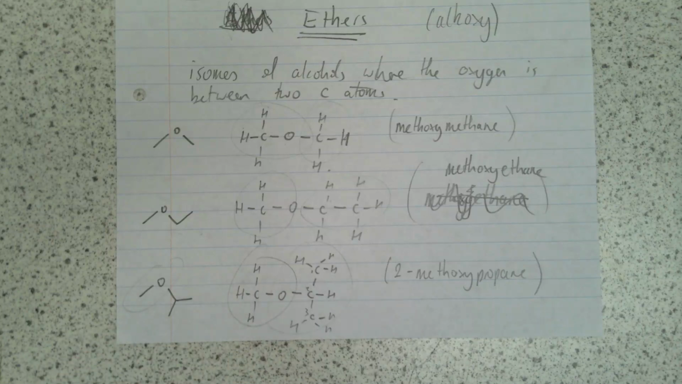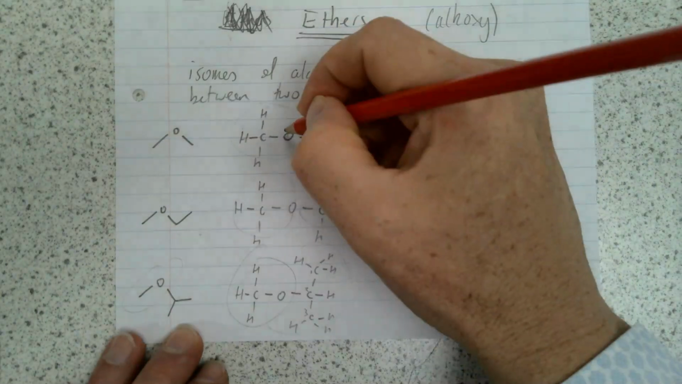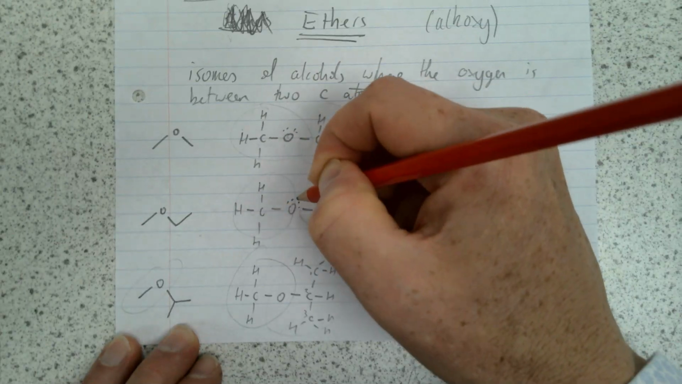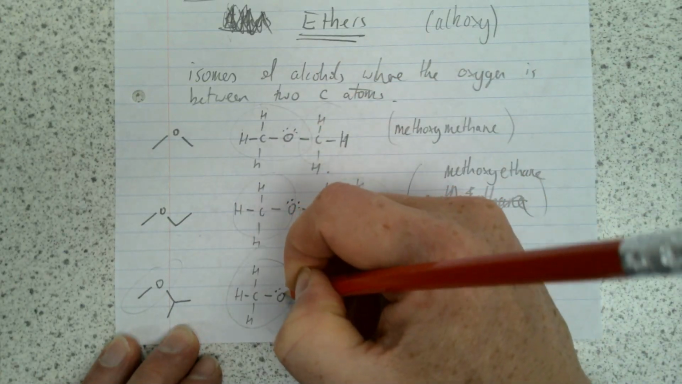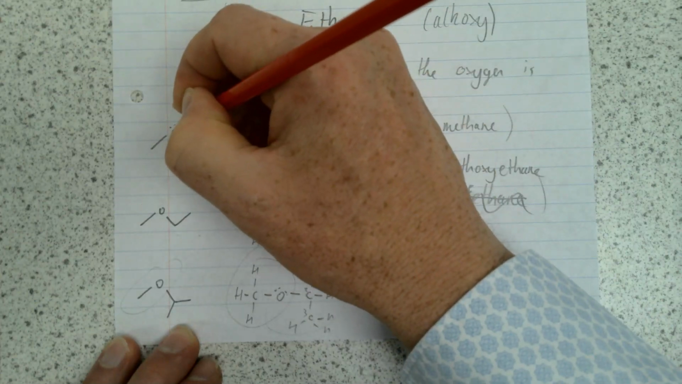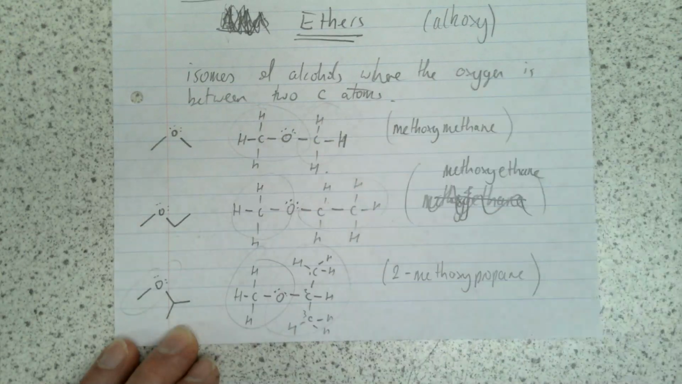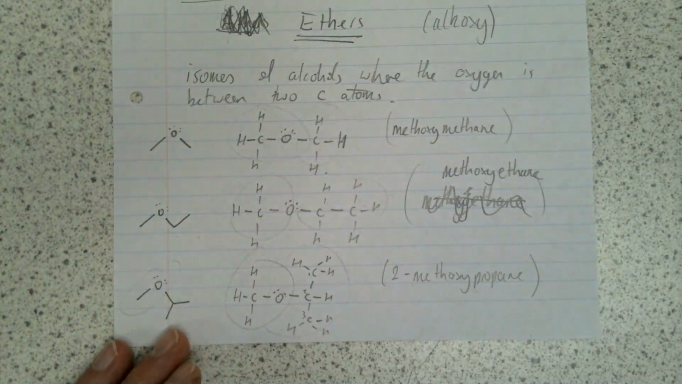All you need to know really is that you've got oxygen in the middle of a carbon chain. That's all you need to know. And there's just a few different examples of them. Probably worth getting into the habit of always drawing lone pairs on oxygen, so you remember that it's got that bond angle, the same as water, of 104.5, which is why it's drawn like this. So get into the habit of drawing lone pairs on oxygens, because they're always there.